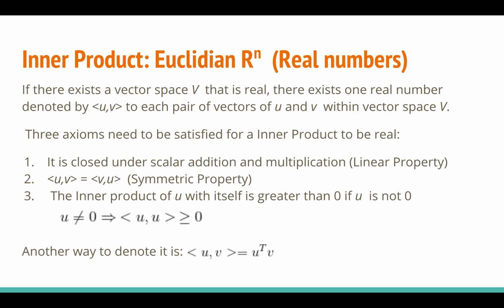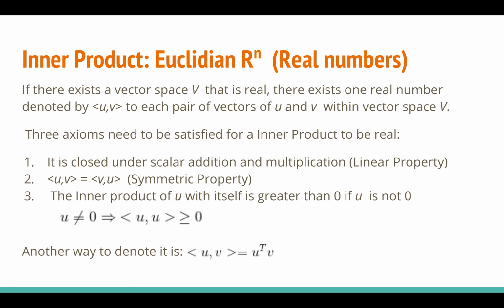So for the first one, for Euclidean real numbers, the inner product basically states that if there exists a vector space V that is real, there exists one real number denoted by u comma v to each pair of vectors u and v within vector space V. In order for this to happen, you have to make sure this vector space follows three axioms.